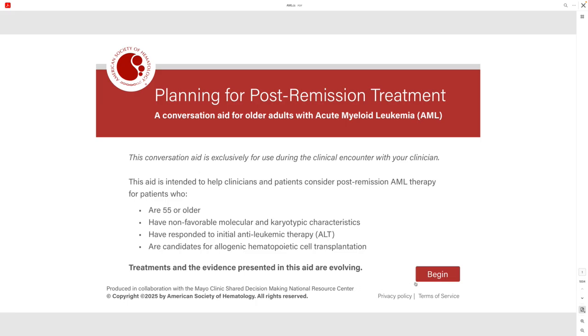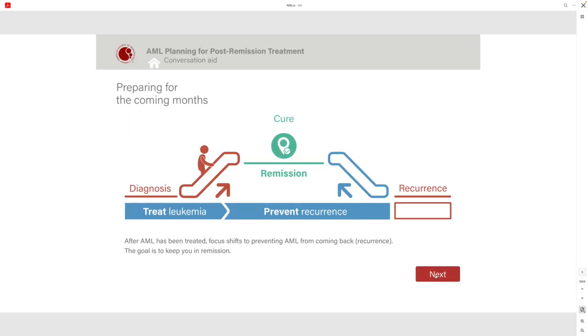So after reviewing who is eligible, let's begin. First thing to point out is that this discussion is positioned towards this idea of having achieved remission. How do we stay in remission? How do we prevent recurrence? And this tool is to help the conversation and introduce two treatment approaches, a chemotherapy-based approach and a stem cell transplant one, and compare how they might affect the patient's life.